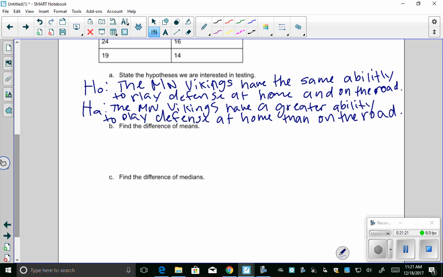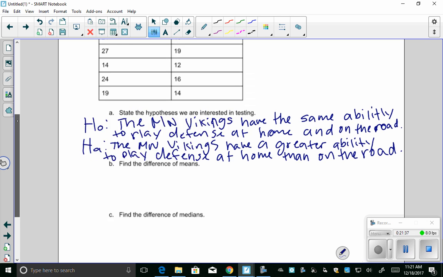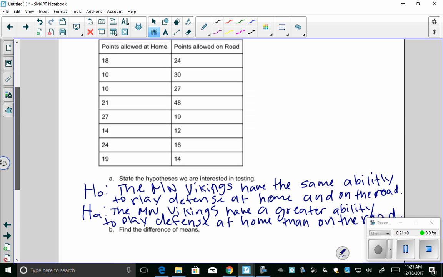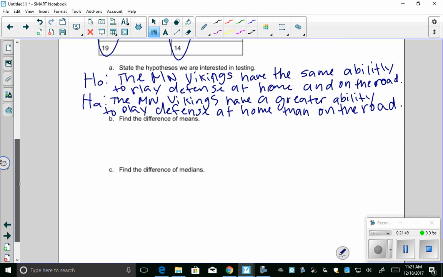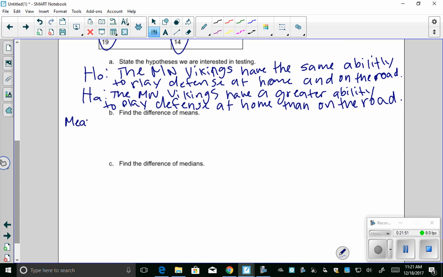Okay. For the last two chapters, we've talked about two different things. We talked about finding the difference of means, the difference of medians, and the mean difference. To find the difference of means, you find the mean of this and the mean of this. So, the mean of points allowed at home.